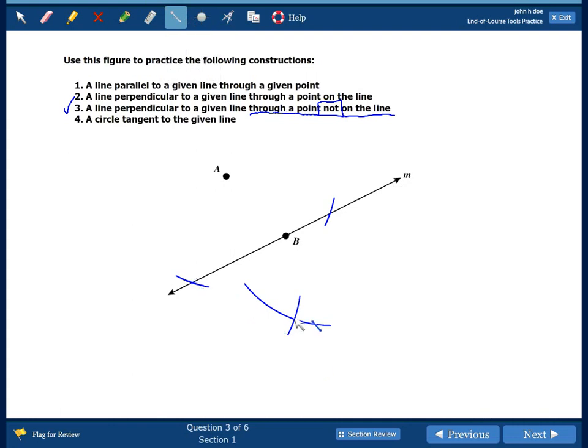It's going to go through here, and remember, it's from point A. So it goes through point A right there. Don't be worried that it did not go through point B. Remember, point B has nothing to do with this part of making a perpendicular off the line because it's on the line.